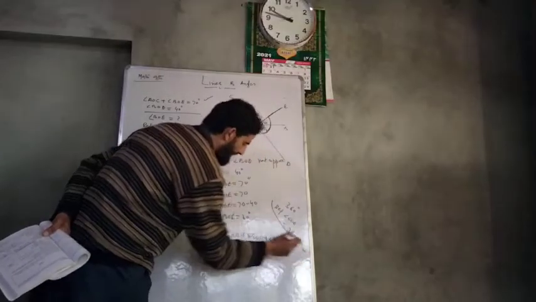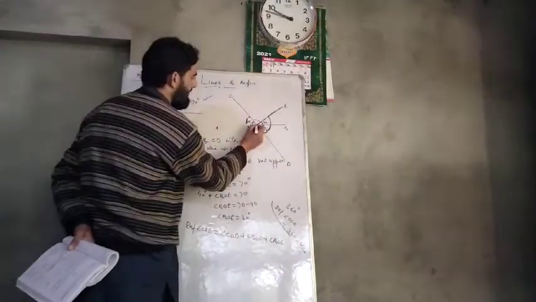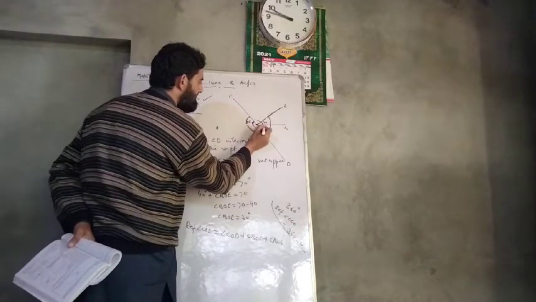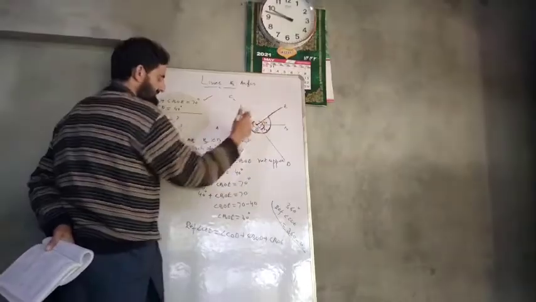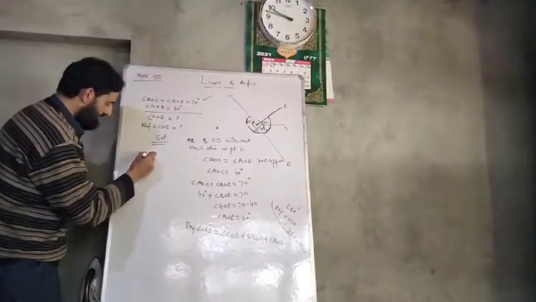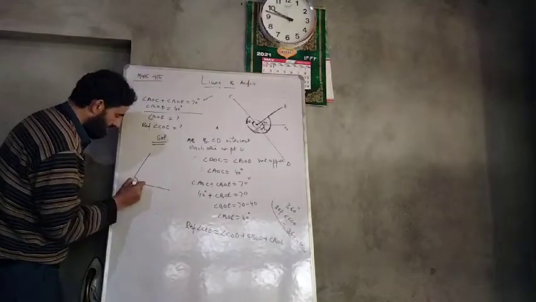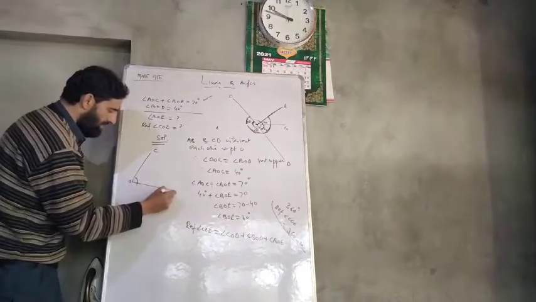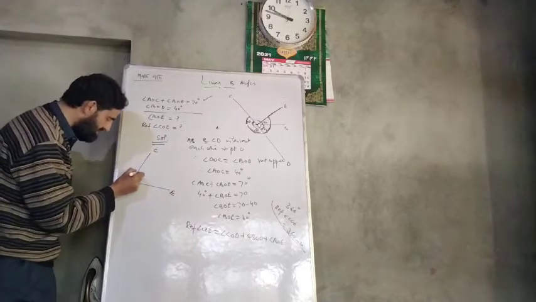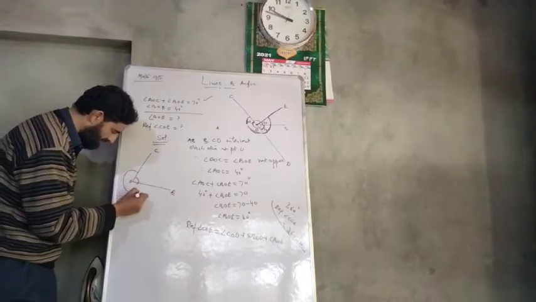This is the measure of reflex angle COD. This angle is COD plus this angle plus this angle. It's a reflex. From outside, we know that reflex angle is, this is COE, and we have to find the reflex of this angle. Reflex means this portion, this angle from outside.